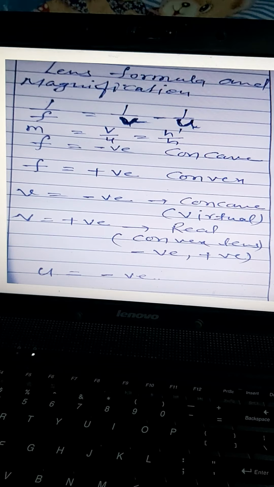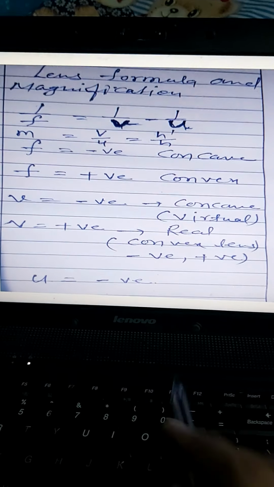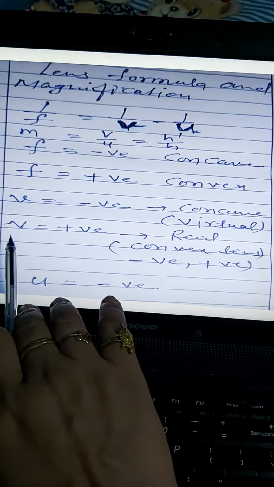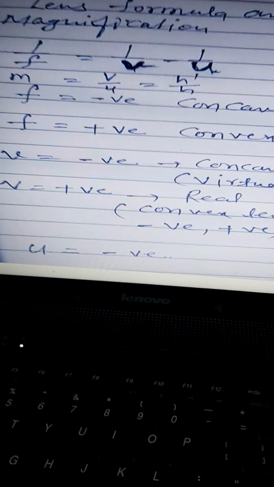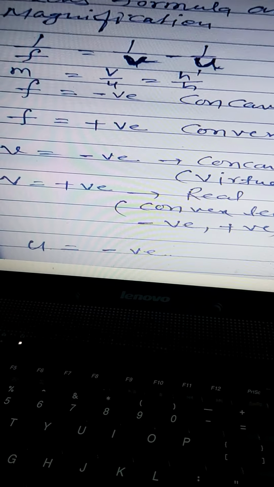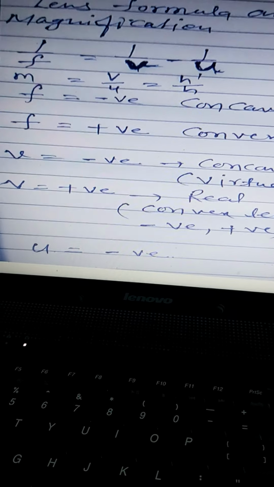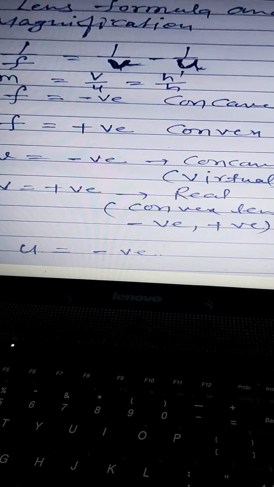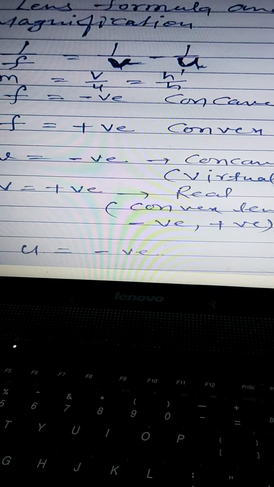Now comes down to the v value. V value is always negative for a concave lens, and v value is always positive for the real image. So v value is always negative for a concave lens because a concave lens always forms a virtual image of the same size of the object. Hence for the concave lens, v value is always negative. Just remember that.